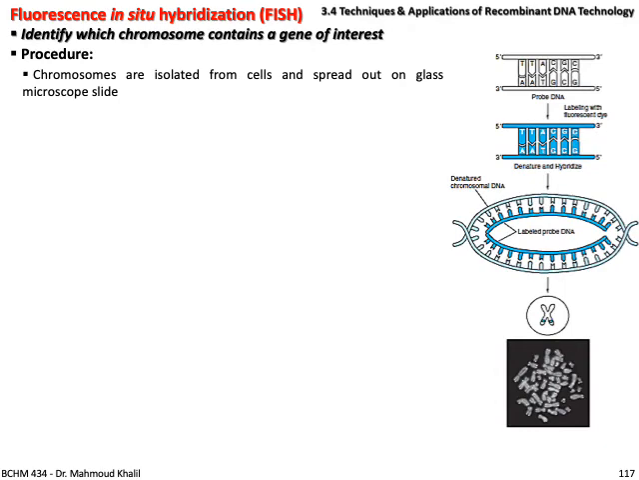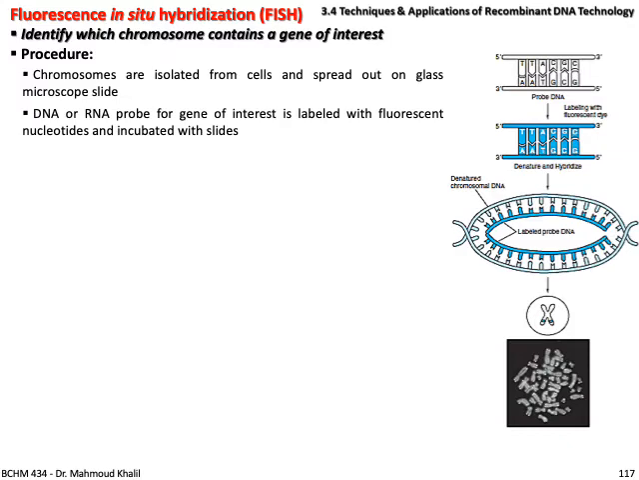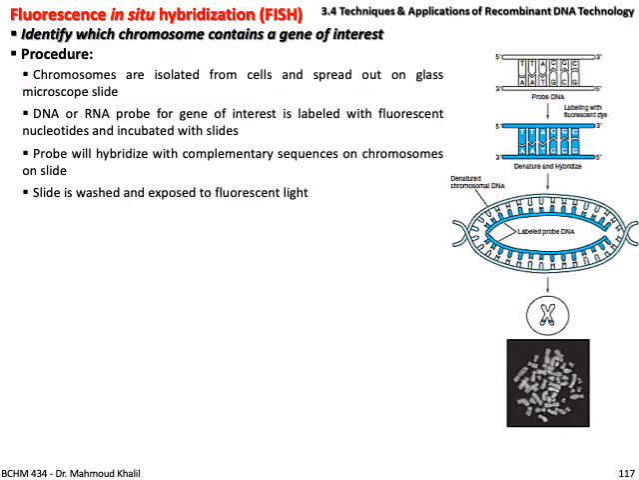The next technique is FISH, fluorescence in situ hybridization. In this technique, we can identify a gene of interest and which chromosome it is on. Chromosomes are isolated from cells and spread out on a glass microscope slide. Use a DNA or RNA probe for the gene of interest, complementary to the gene you are looking for. These probes are fluorescently tagged and incubated with the slide. This probe will hybridize with the complementary sequence on the chromosomes.